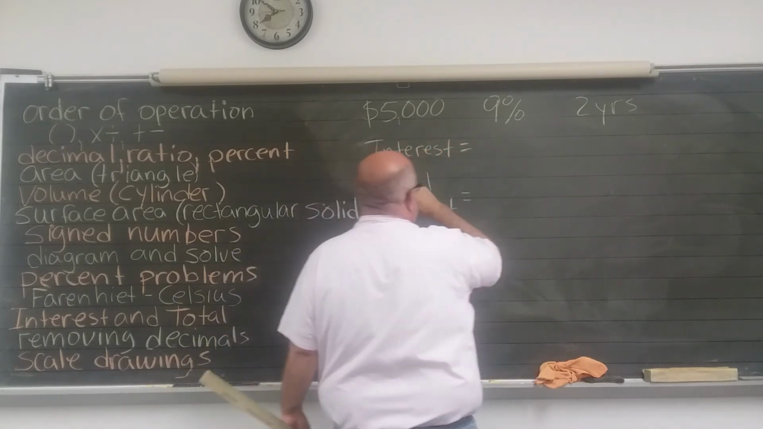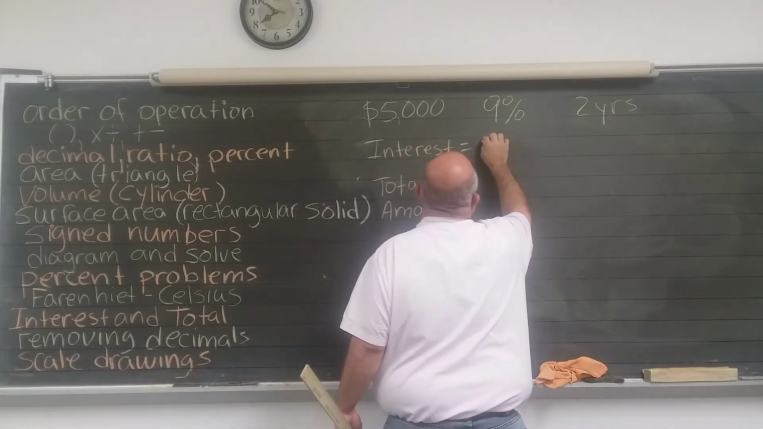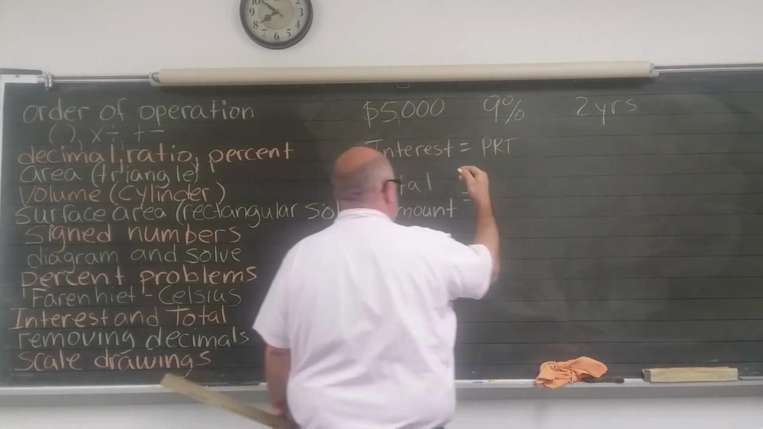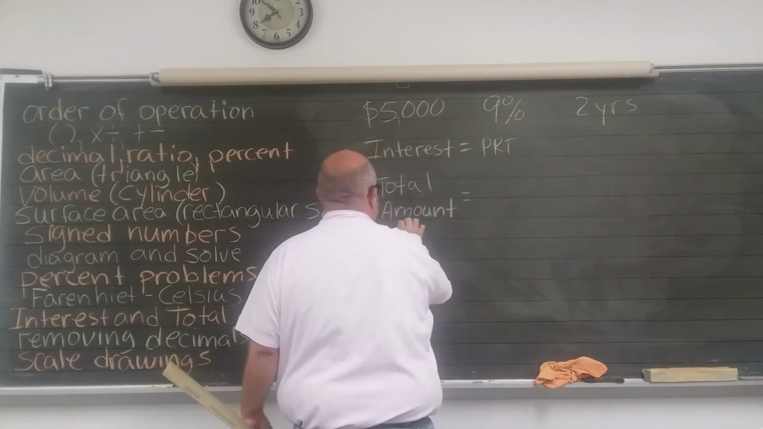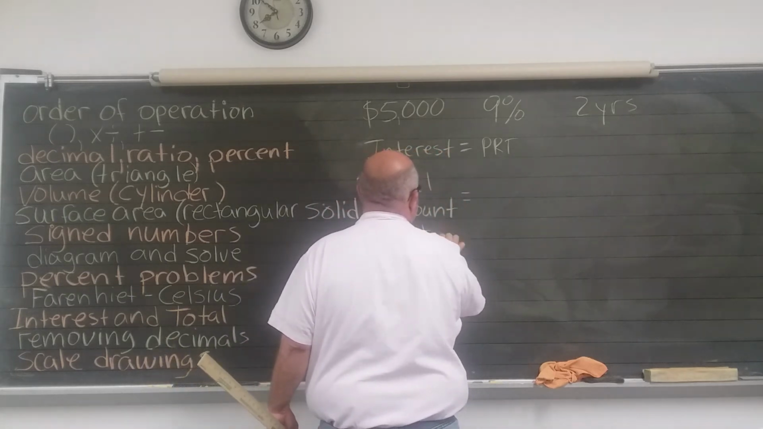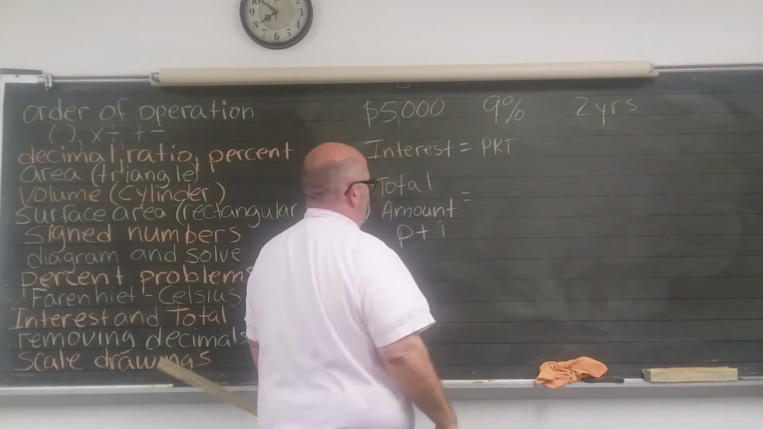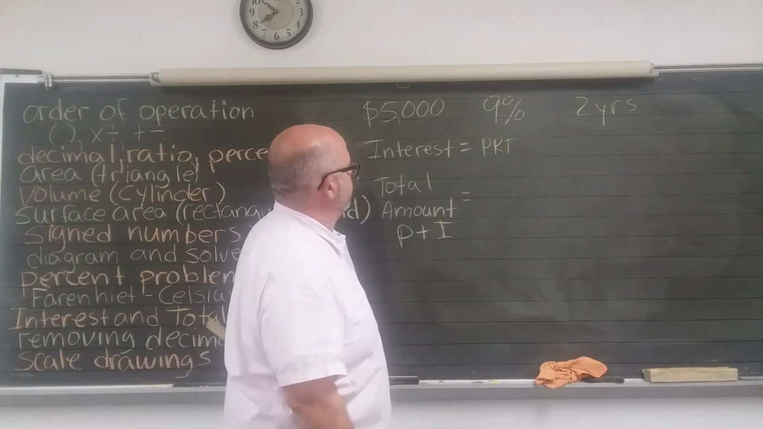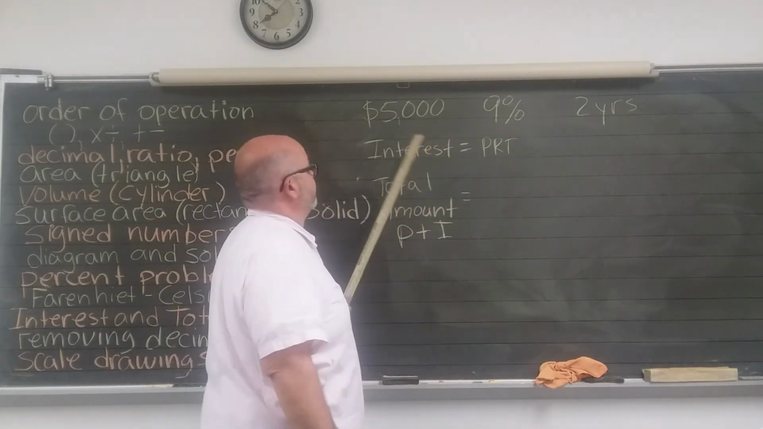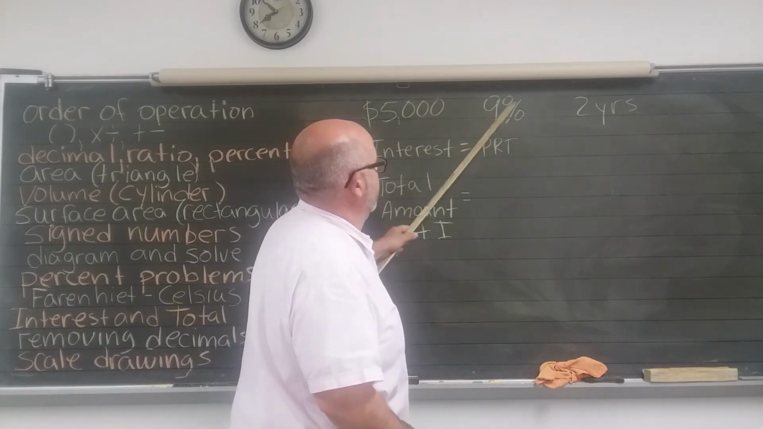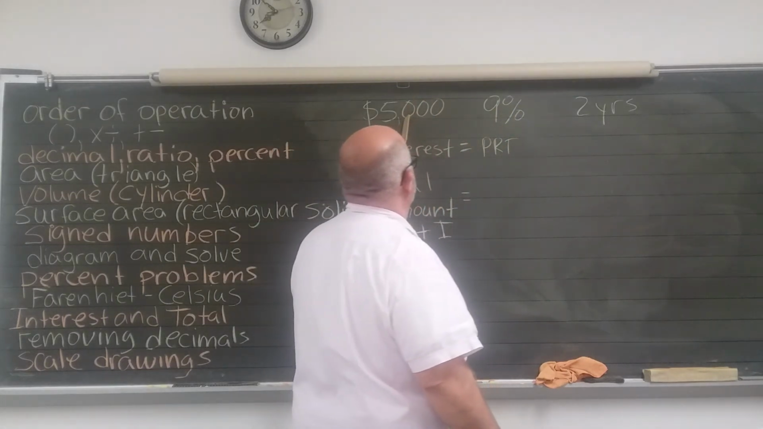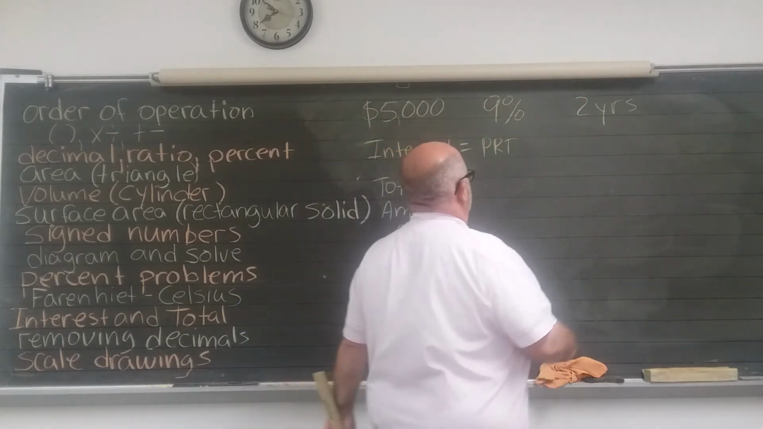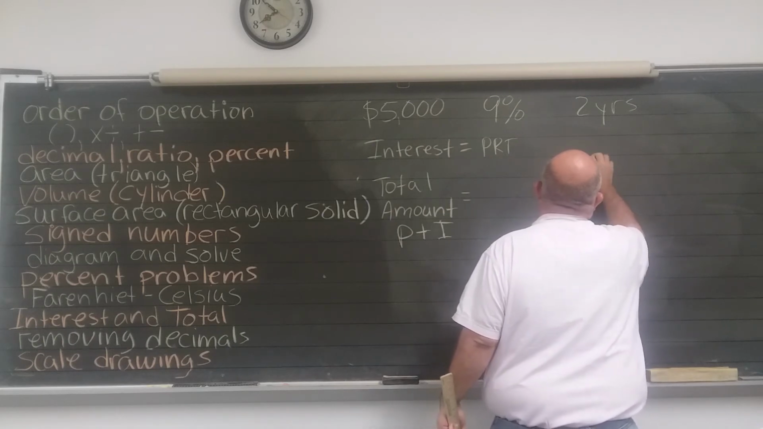Okay? To get interest, we have what? PRT, right? And to get the total amount, it's simply principal plus the interest amount. Principal plus interest. So let's do this. It doesn't matter what order you multiply. The 9 becomes 0.09, right? 5,000 times 0.09 times 2. What's 5,000 times 2? 5,000 times 2 is 10,000, right?